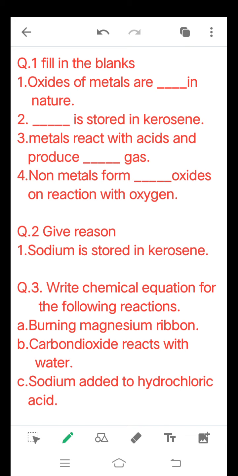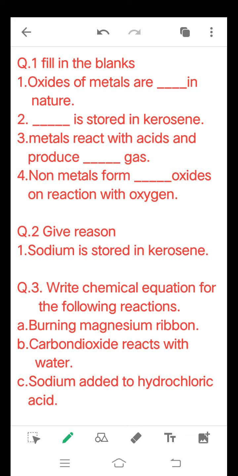Number 3: metals react with acids and produce dash gas. Which gas is given here? It is hydrogen. Number 4: non-metals form dash oxides on reaction with oxygen. Non-metals form acidic oxides on reaction with oxygen.